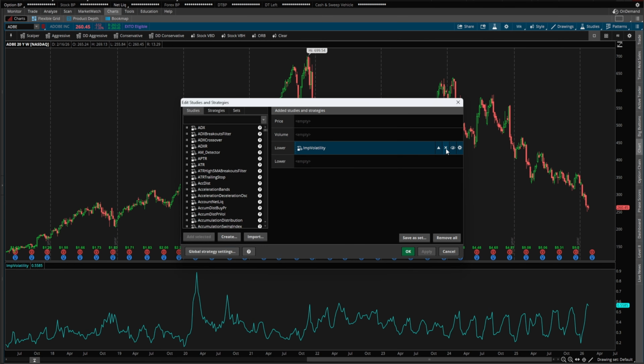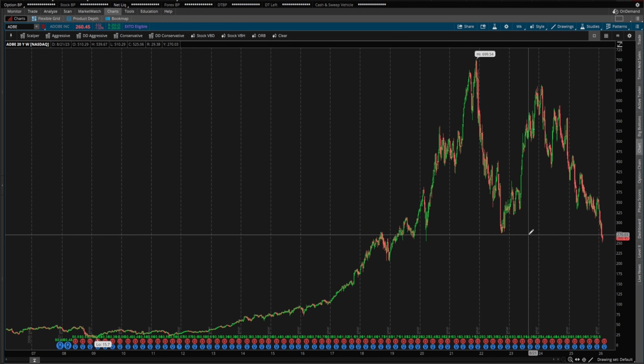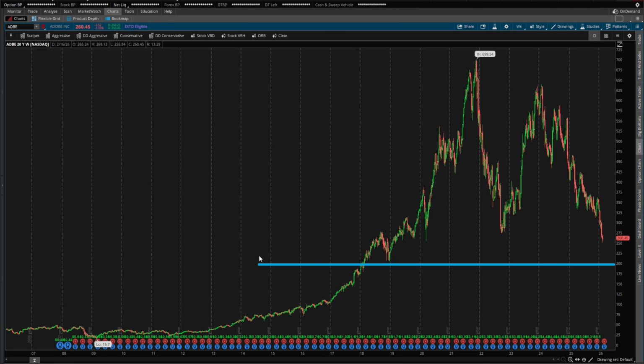The first thing I looked at is, is there a price here that I am a very happy buyer at? Given where Adobe's currently trading, I thought an entry near 200 would represent the closest thing to I am very happy buying at these prices. So 200 is the first level I want to call out.